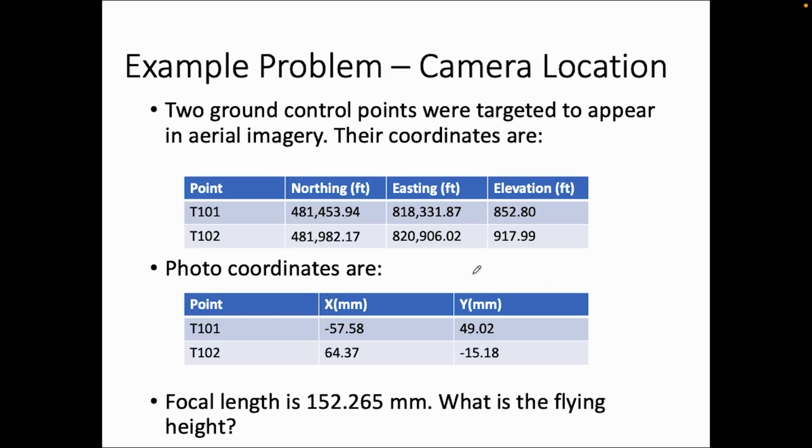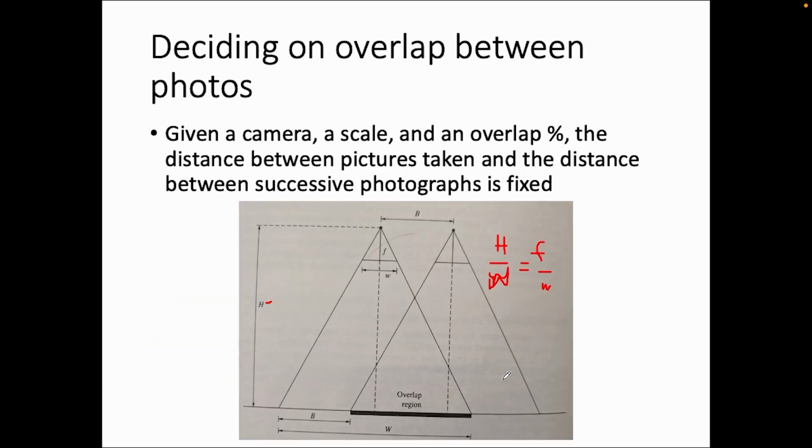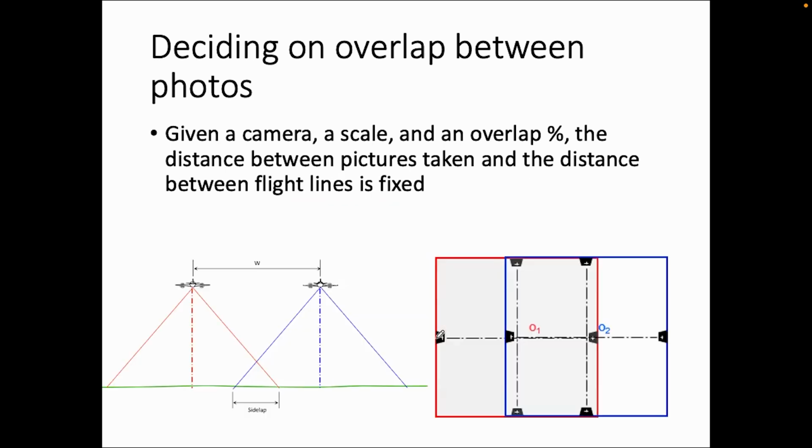All right, let's do an example problem. We've got 2 ground control points. They're both targeted to appear in aerial imagery in a particular photograph. Their coordinates are given in that top table. The photo coordinates are given in the bottom table, and the focal length is 152.265 millimeters. What is the flying height? So here we're going to use this relationship which we saw before, the relationship between focal length, image sensor size, ground distance, and drone height.